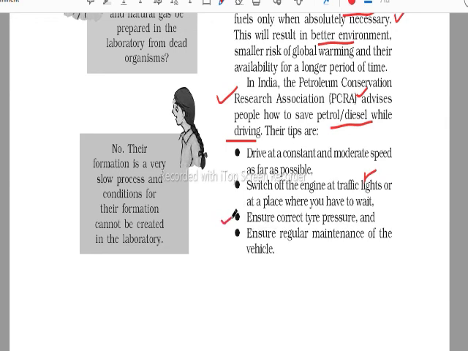अच्छा, अब जो व्हीकल आप चला रहे हैं उसका टायर प्रेशर अगर करेक्ट नहीं है, बहुत कम है, तो क्या होगा, फ्यूल ज़्यादा कंज्यूम करेगा व्हीकल. एंड द लास्ट वन इज इंश्योर रेगुलर मेंटेनेंस ऑफ व्हीकल, का आप रेगुलर मेंटेनेंस करते रहिए सो दैट इट विल कंज्यूम लेस फ्यूल.